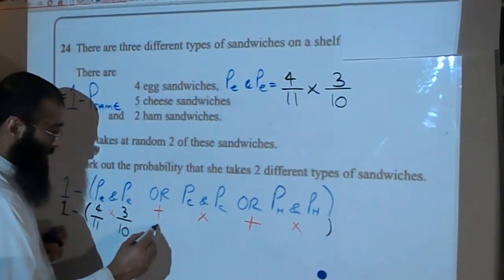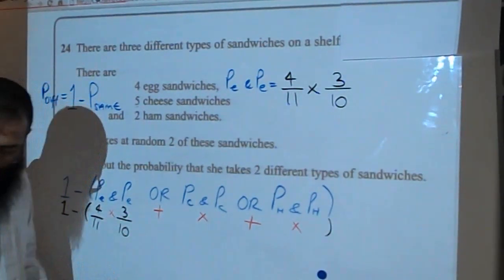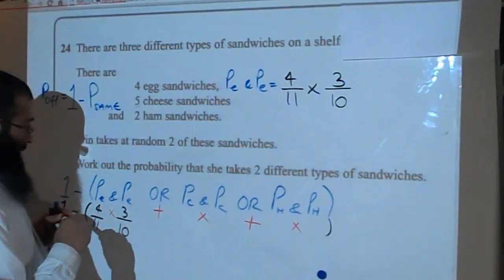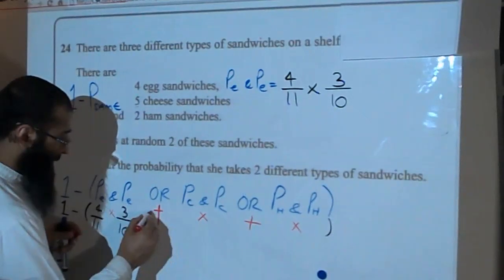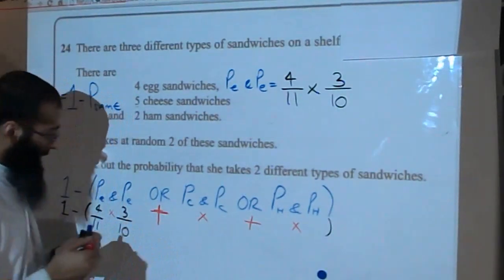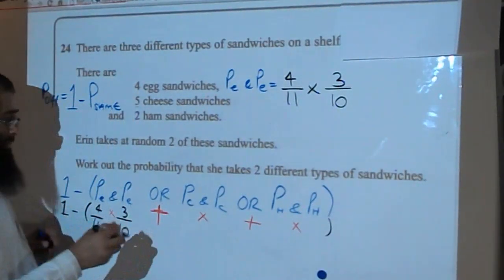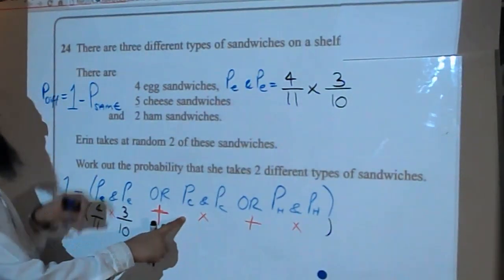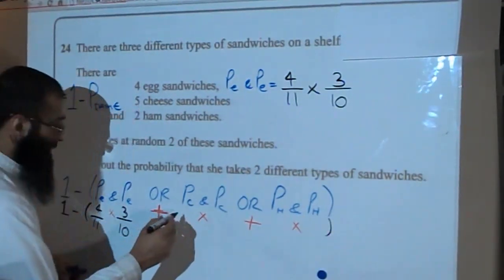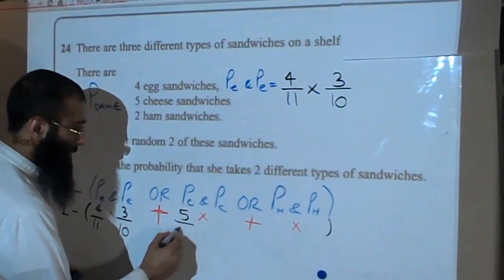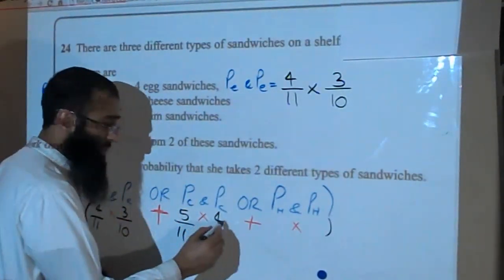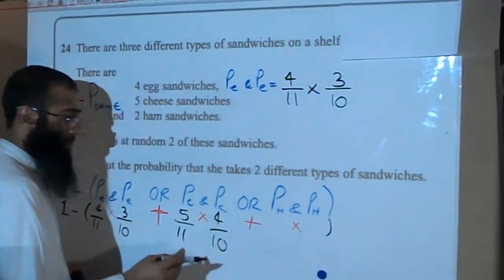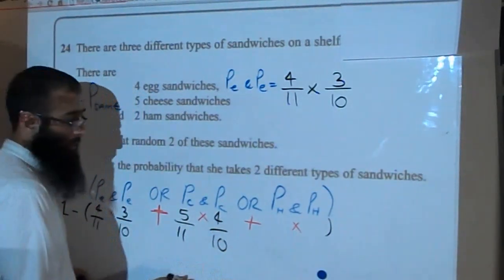Or means plus. I'm just going to copy the plus down. And actually, the plus is right there. We just need to make it a bit bigger. Okay. So we have probability of the cheese. There's 5 cheese sandwiches, so it's going to be 5 out of 11 if you pick a cheese first, and then you have 1 cheese out, you've got 4 cheese left, and you have 10 sandwiches left. So the second fraction is changed.